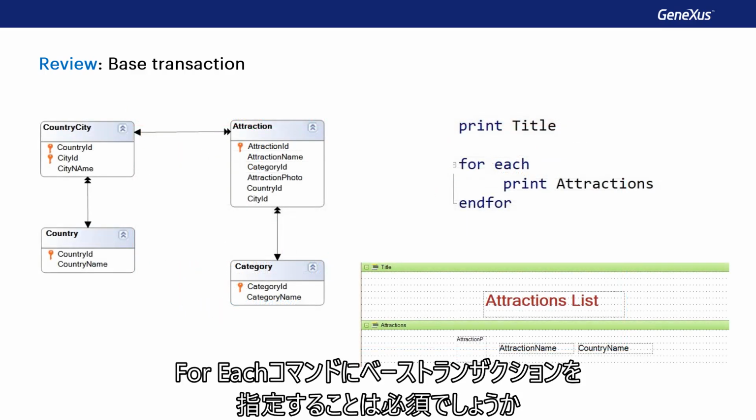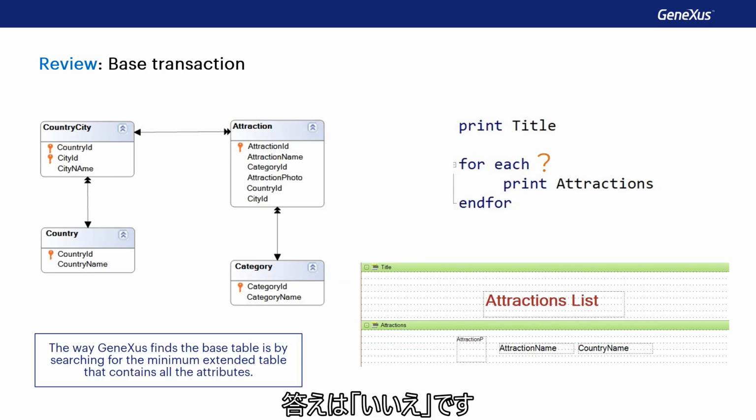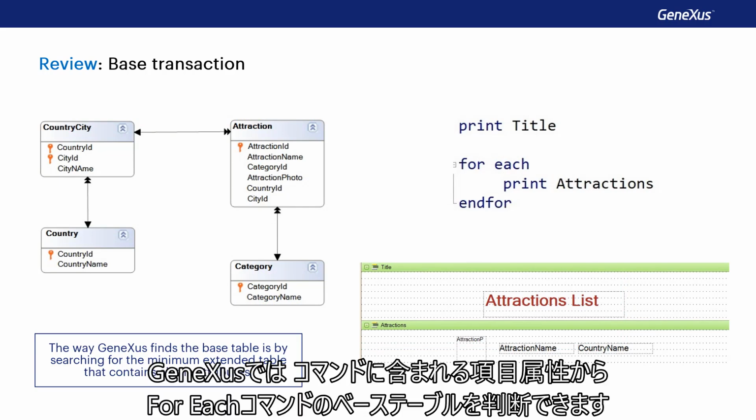So, is it mandatory to specify a base transaction for a forEach command? The answer is no. GeneXus can calculate the base table of the forEach command from the attributes included in the command.